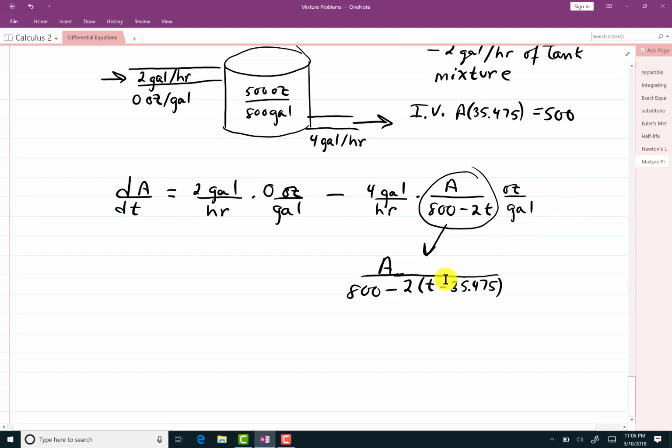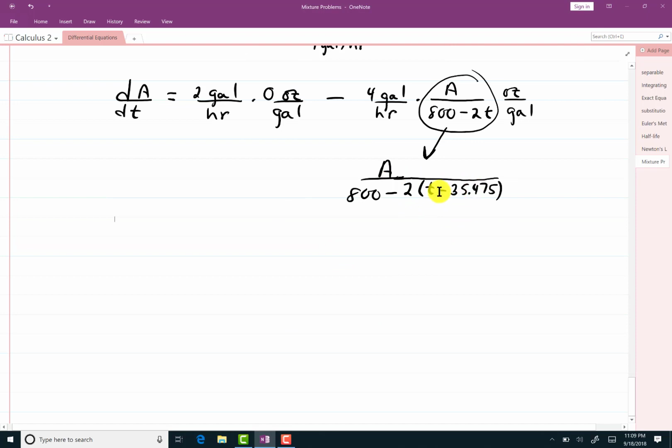Now, when T equals 35.475, this piece will zero out, and I'll have A over 800 like we should have. And then when T is larger than that, the amount of pollution, this thing here, will start to become bigger and bigger as T is larger than that number. Now, for this process, T has to be greater than this, because that's when 500 ounces have accumulated in there. So this is actually the correct amount.